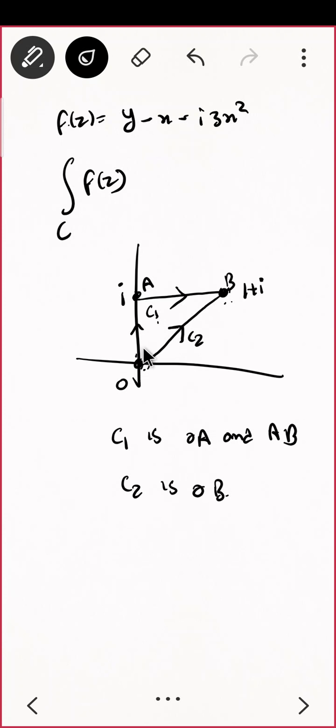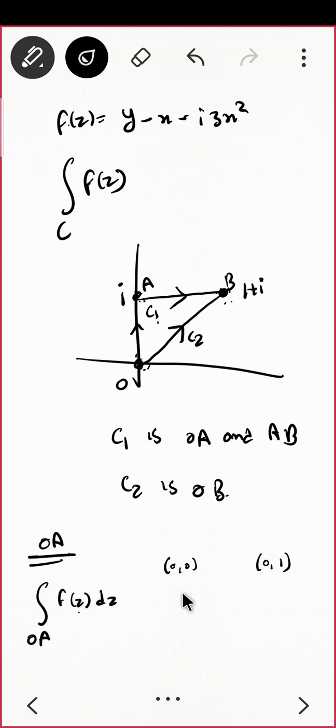So let us start. First, to find over C1, I have to calculate OA then AB. So let us try to find OA. That is the integral over OA of f of z dz. But for that I need a parametrization. Now try to see what is OA. The initial point is 0 0 and the final point is 0 1. Can you give me a parametrization quickly? You are having 2 points. You know the trick. How do we used to solve?